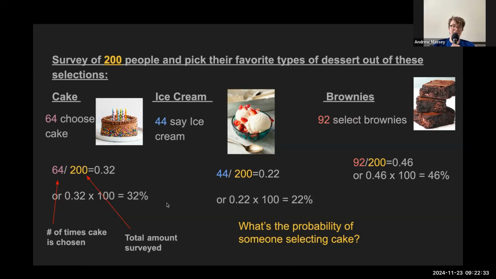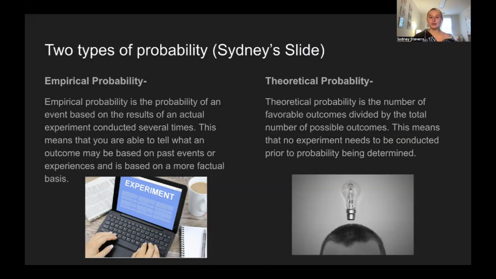Now we're going to go over and toss it on to Sydney. There are two types of probability, empirical and theoretical. Empirical probability is the probability of an event based on the result of an actual experiment conducted several times. This means that you are able to tell what an outcome may be based on past events or experiences and is based on a more factual basis. You analyze facts and statistics from previous studies and apply them to the current situation you are in.